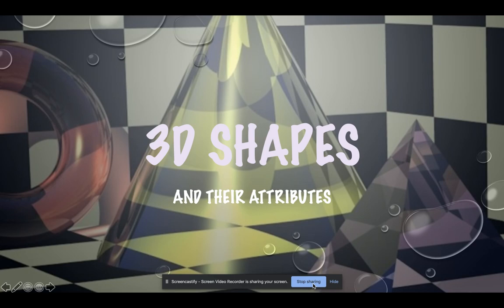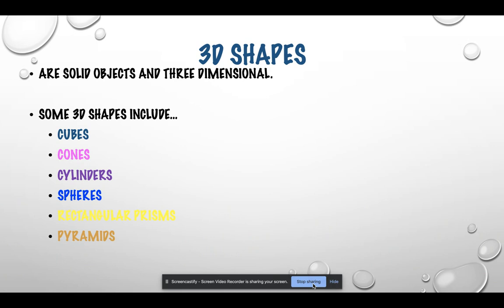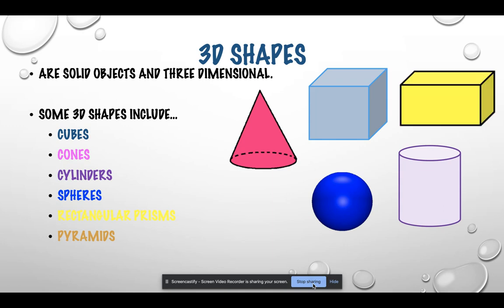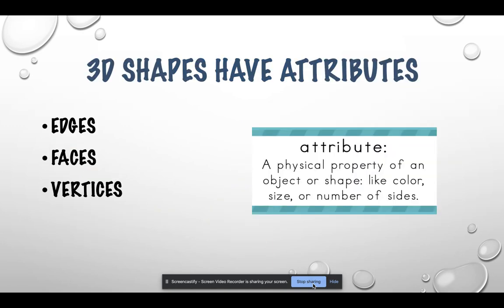Today we are going to learn about 3D shapes and their attributes. 3D shapes are solid objects and have 3 dimensions. Some 3D shapes include cubes, cones, cylinders, spheres, rectangular prisms, and pyramids. 3D shapes have attributes such as edges, faces, and vertices. Remember that attributes are a physical property of an object or a shape, like color, size, or number of sides.